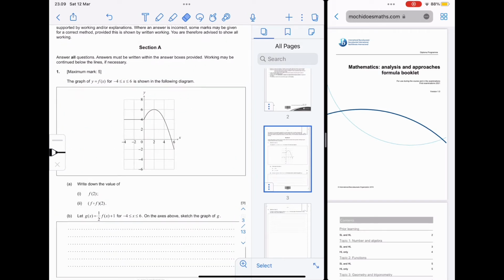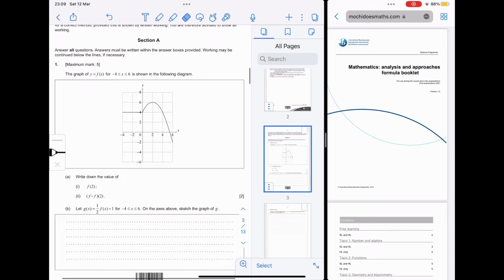So let's start. Section A, number 1. Read the questions. Pause the video if you need it. Write down the value of f(2). What they ask you is to write the value of y when x is 2. Here, when x is 2, you know that y will be 6. So f(2) is 6. You're done.